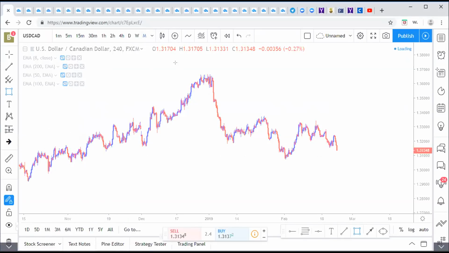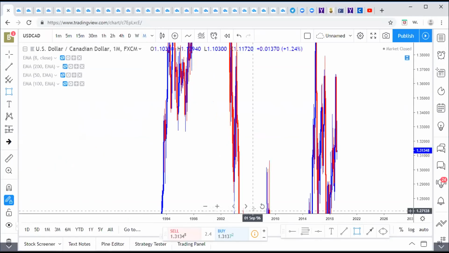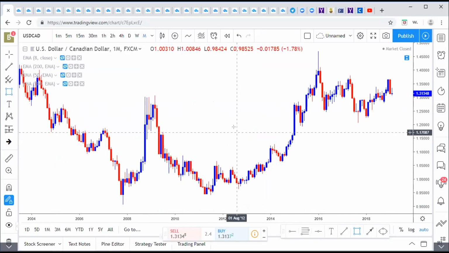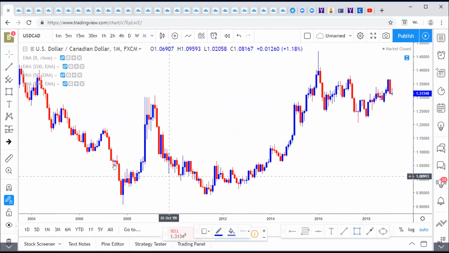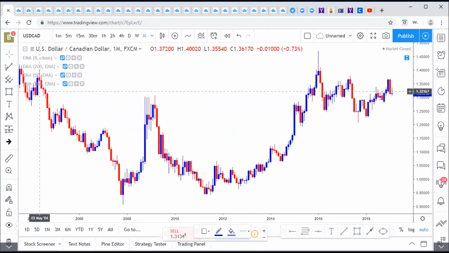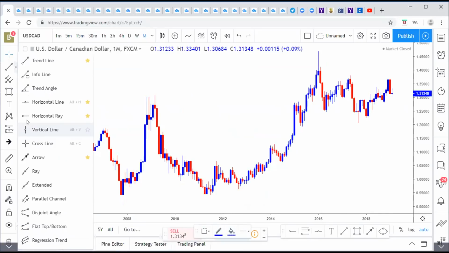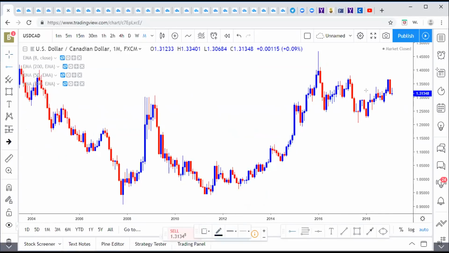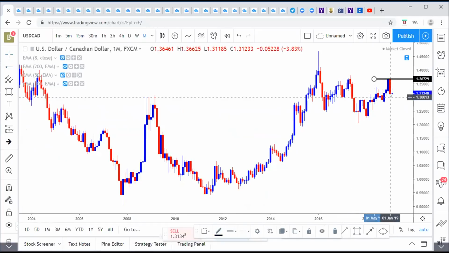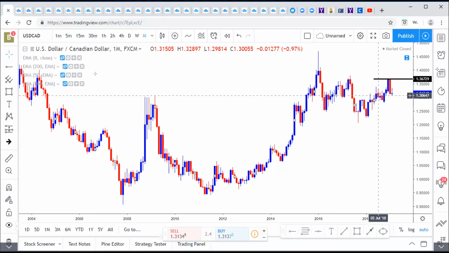Like I say, I start from the monthly, and I go and lock it, and I get my horizontal ray where price is. Right there is where it topped off. Even though the month's not over, if you look to the left, you see the third candle to the left where that month is over with. So that's a key zone.